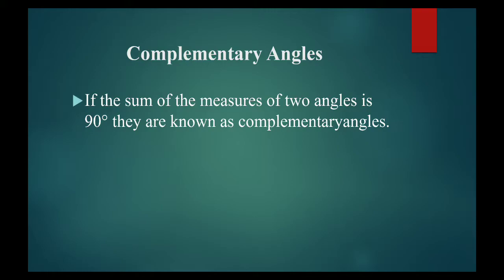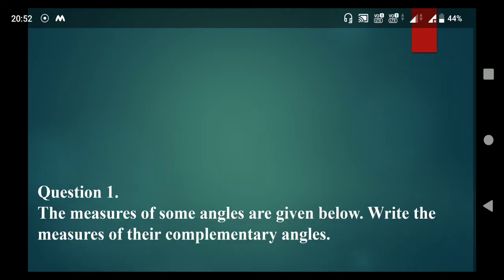Now what is a complementary angle? If the sum of the measure of two angles, sum means addition, okay, addition of the measure of two angles is 90 degrees, they are known as complementary angles. When do we say it is a complementary angle? When we do addition of two angles and we get 90 degrees, it is called complementary angles.